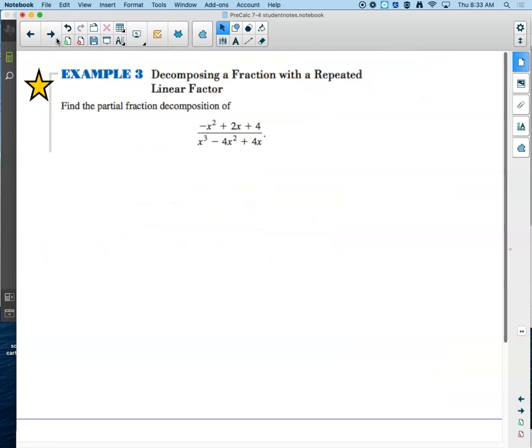Alrighty, this looks a little fancier. So, decomposing a fraction with a repeated linear factor. Find the partial fraction decomposition of that monster. All right, where should we start? Denominator. Ooh, it's got a greatest common monomial factor this time. That's kind of nice.